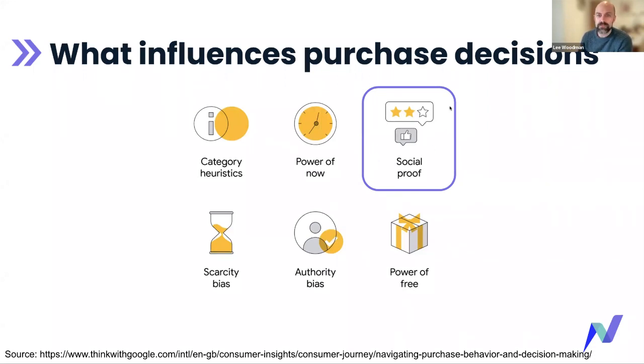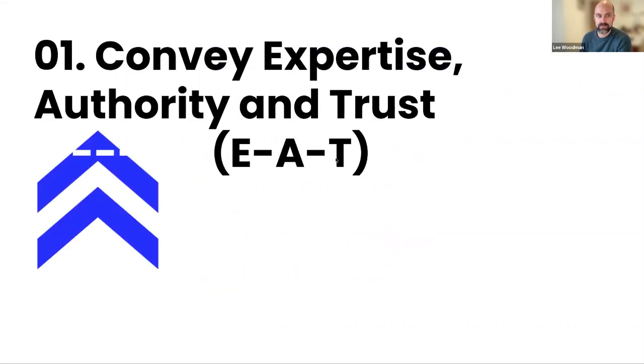So we need to think about the impact of this on users. There are plenty of other things that we can tweak, but this one is probably one of the most powerful in the arsenal that we have. So anything that we now do online, we want to be thinking about how we convey expertise, authority, and trust. These are three things that can influence people's decision to do something with us.